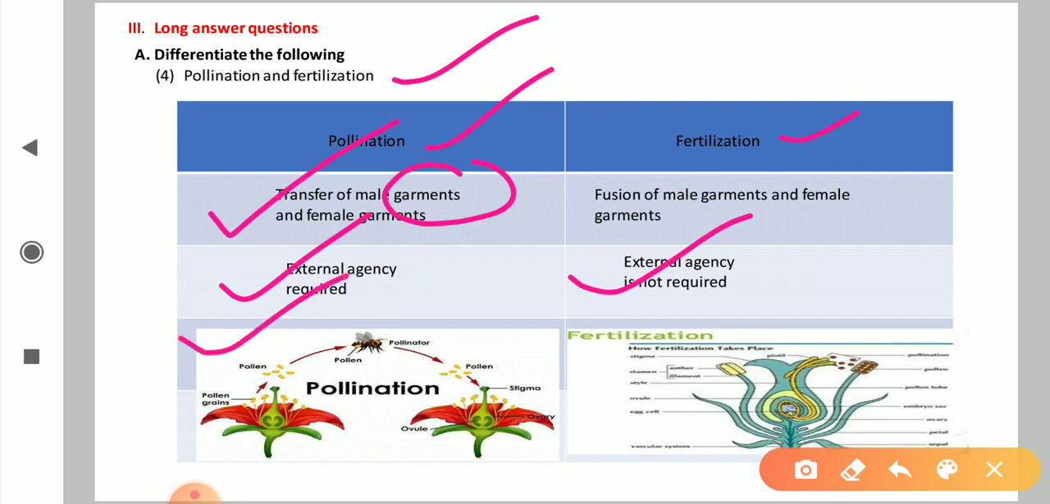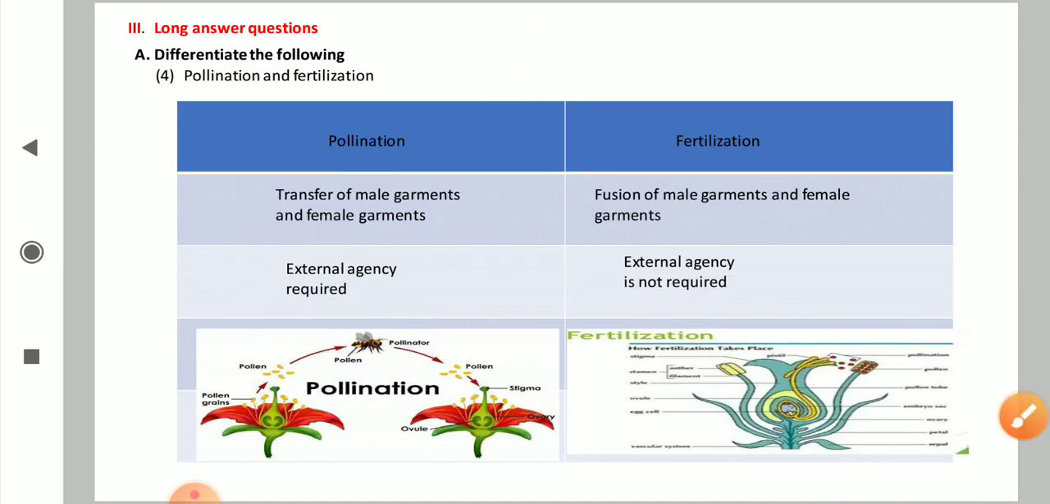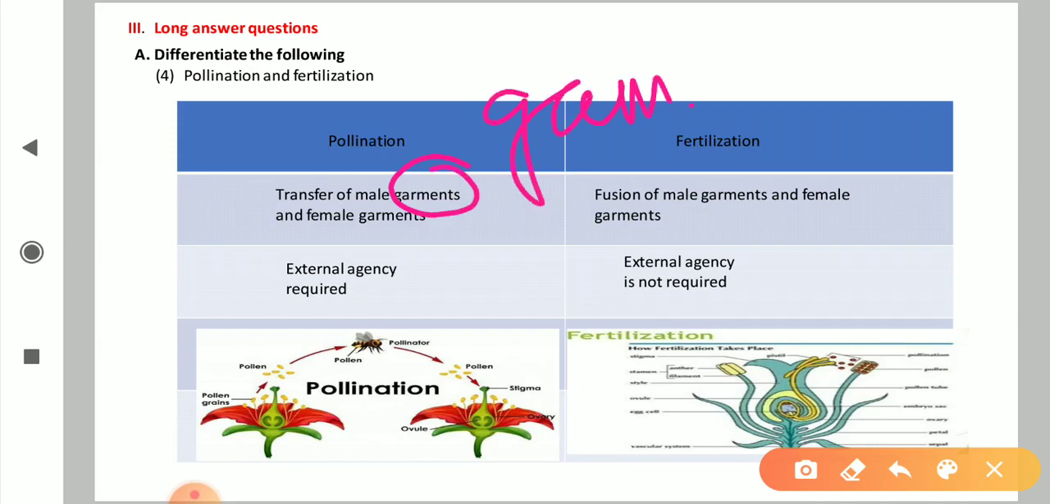In pollination, pollen grains are transferred by the insect here from one flower to another flower. That is pollination. But in case of fertilization, the pollen grain moves to the ovary. Then this process is known as the fertilization process. So this is all about the difference between pollination and fertilization. Remember one point, this is a typing mistake: here it says garment, but actually it is gametes. Check it, it is a typing mistake.